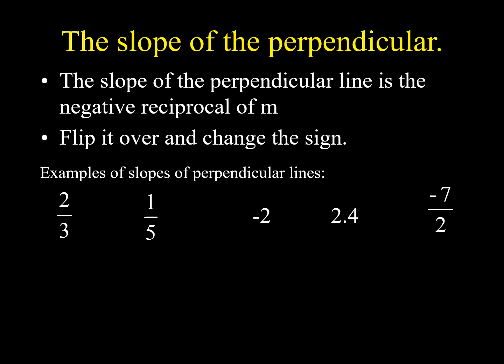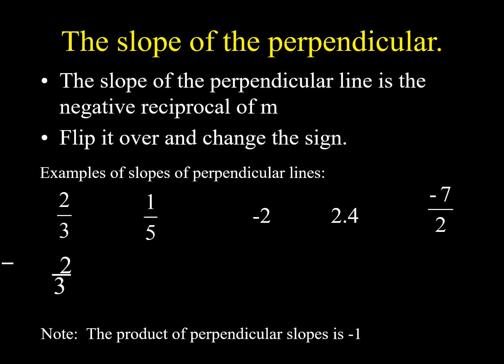From here, let us start with 2 over 3. The first thing we need to do is to flip and then change the sign. So the negative reciprocal of 2 over 3 is negative 3 over 2, while the negative reciprocal of 1/5 is negative 5. And how about negative 2? Negative 2 is equal to negative 2 over 1. We are going to flip it, so it will become positive 1/2. So the negative reciprocal of negative 2 is positive 1/2.